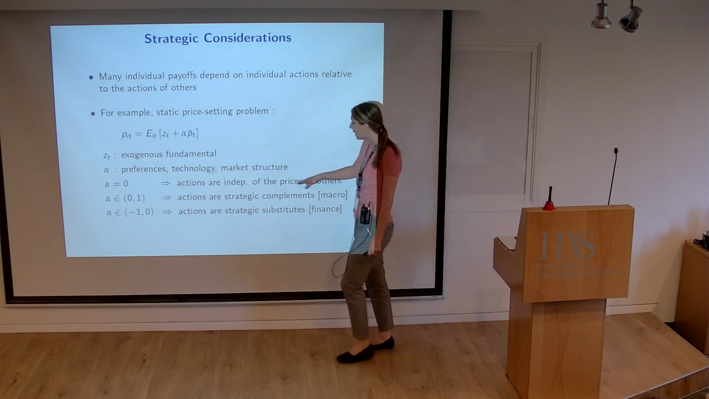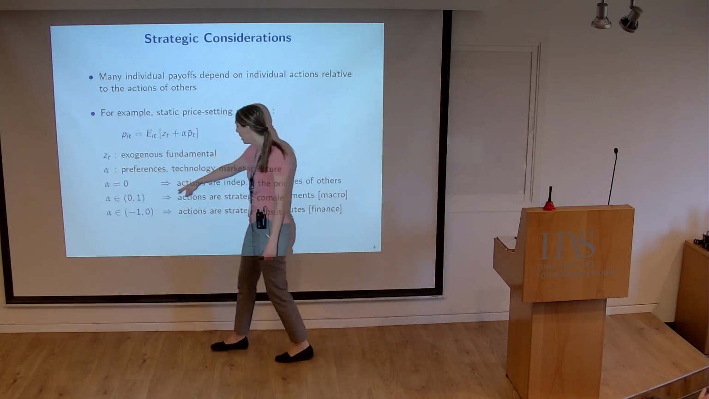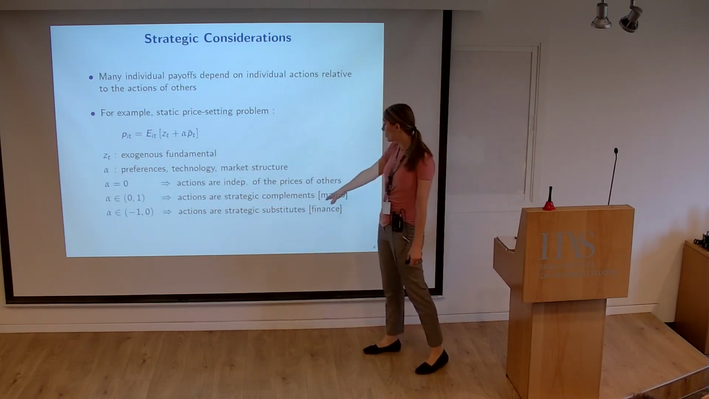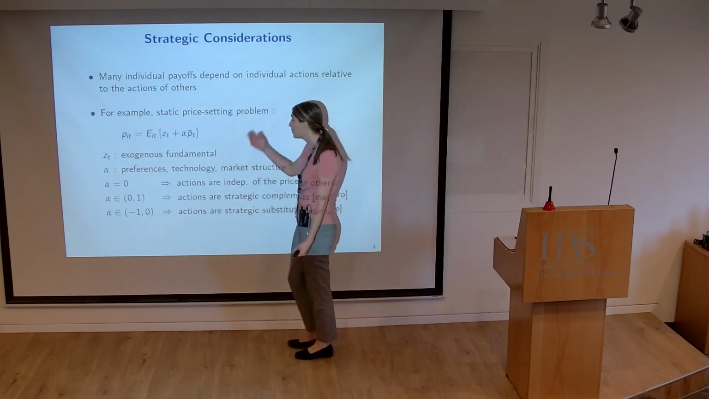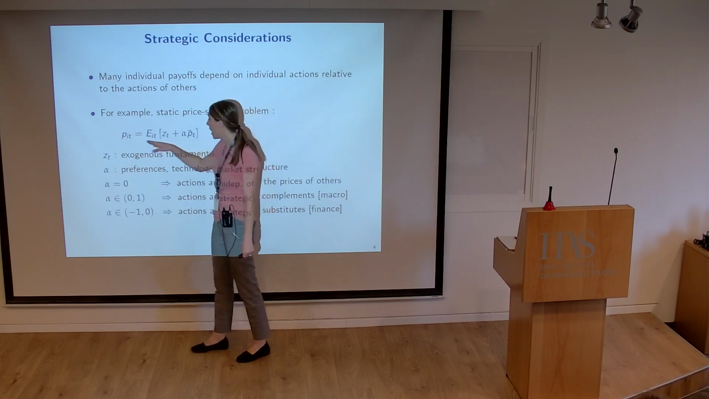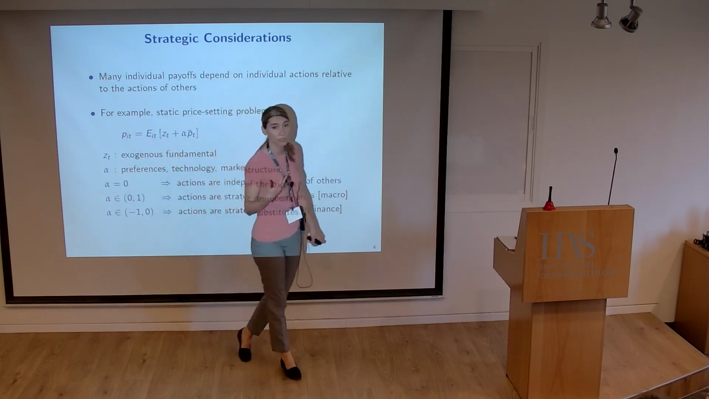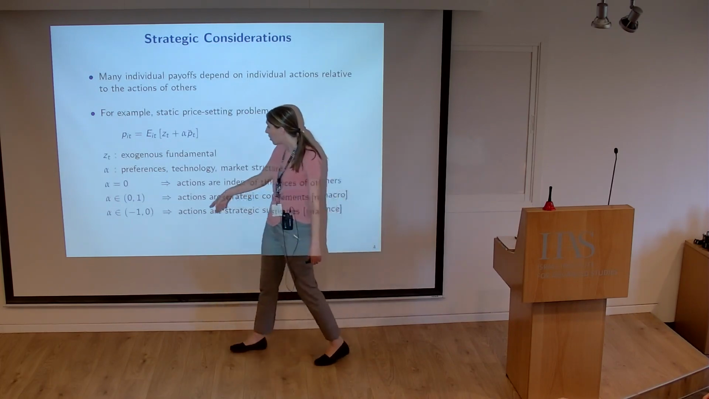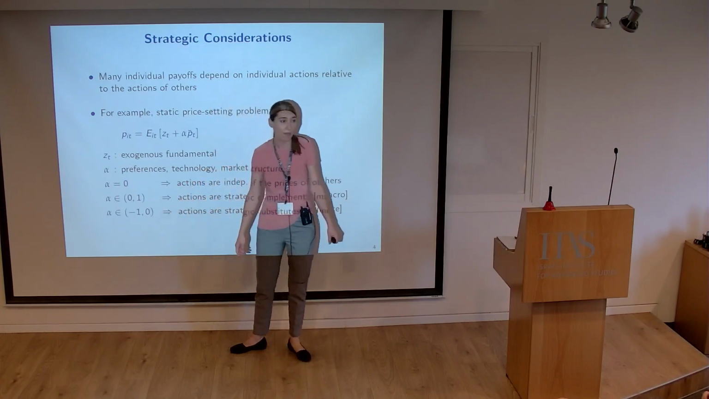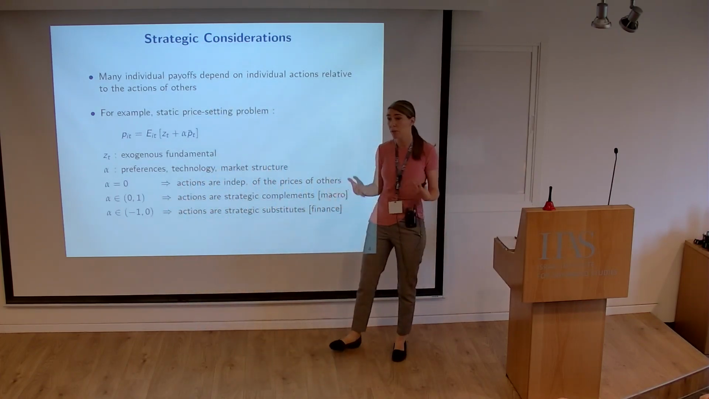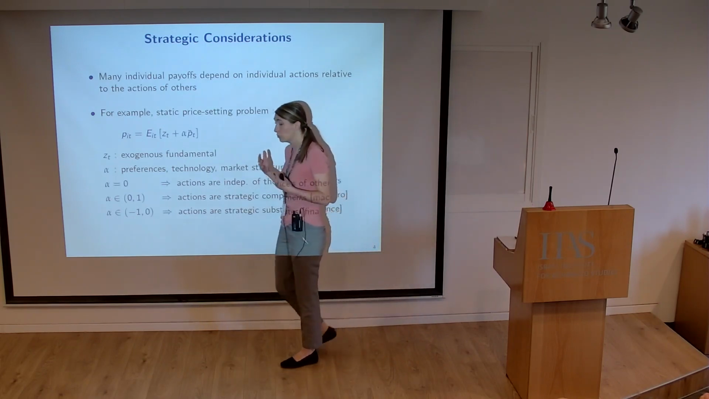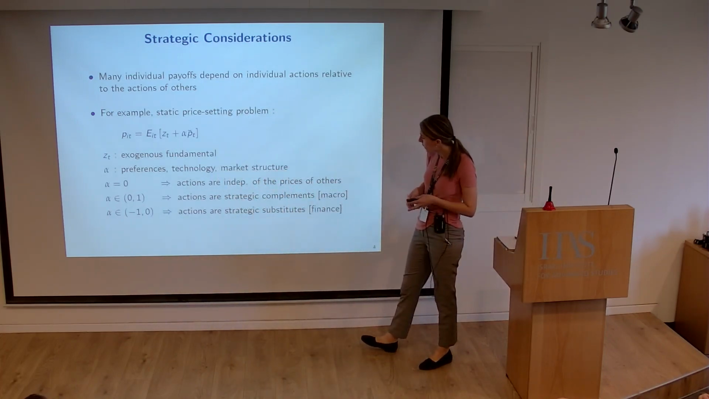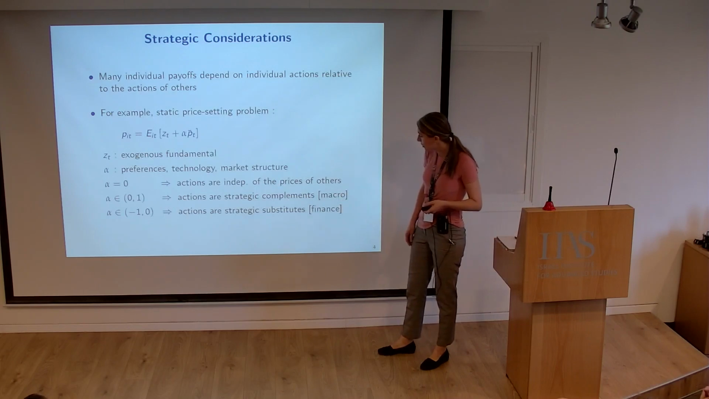And typically, we think that alpha is not 0, and in macro, we think that alpha is a number between 0 and 1, in that actions are strategic complements. If other firms are setting high prices, my optimal price is going to tend to be high. If other firms are setting low prices, my optimal price is going to tend to be low. In finance settings, more commonly alpha is going to be negative. Actions are going to be strategic substitutes. If everybody's buying a house or buying Bitcoin, maybe now is not the best time for me to buy a house or to buy Bitcoin. Right? So I'm going to focus on the case of strategic complementarity.